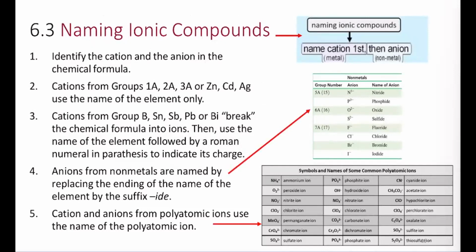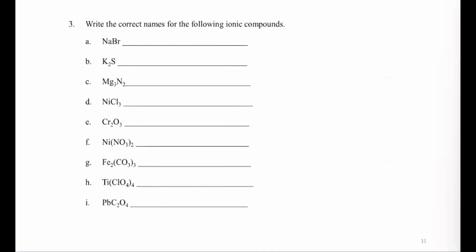Bromine is a non-metal. That is rule number 4. So to name this, just like it was put in the chat, we don't even have to break this into ions. We're just going to write the name of the first element, sodium, and then the name of the anion for bromine, which is bromide.